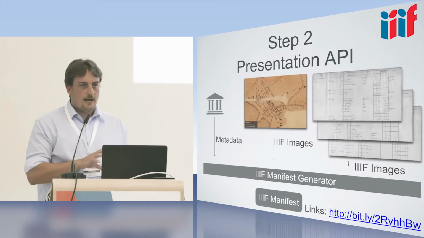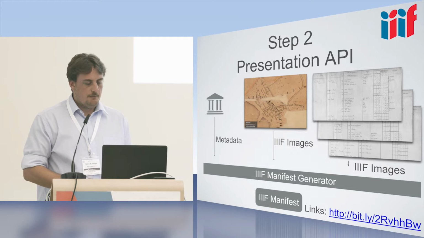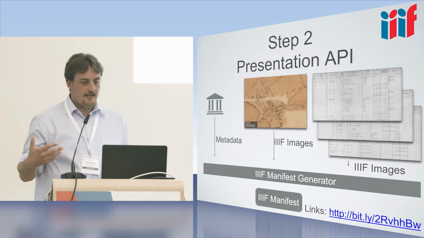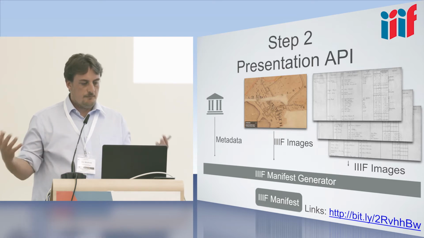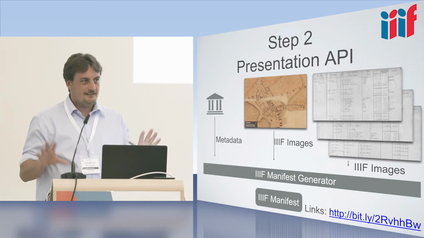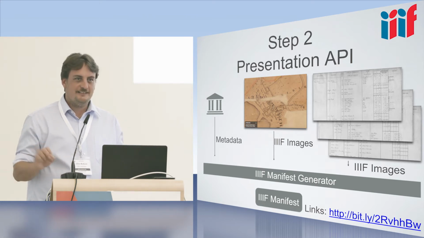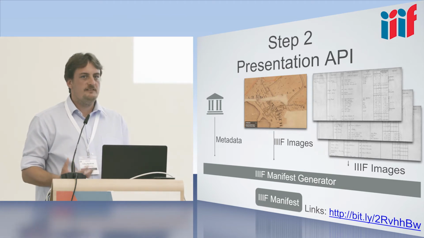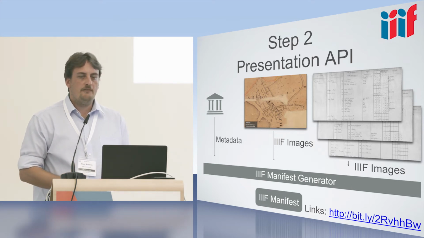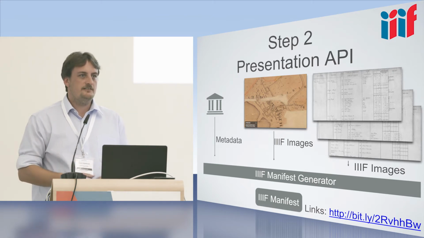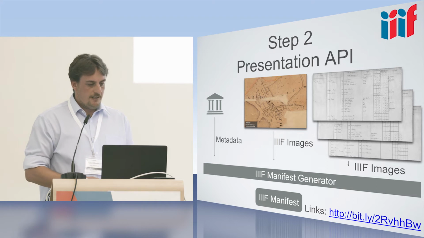This is quite an abstract way of looking at the presentation API, but you have IIIF images. The example I'm using is a map with related archival documents, and I'm trying to put them all together. So I have metadata and I have images, and then I have this black box IIIF manifest generator, which creates this IIIF manifest. When we were doing the survey, people tend to develop their own manifest generators. There are libraries on IIIF Awesome to make this easier, but everybody's metadata and structures seem to be slightly different, and so people are tending to develop their own manifest generators.